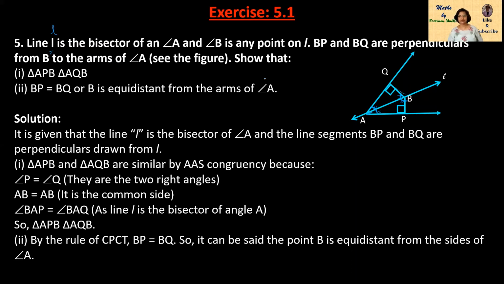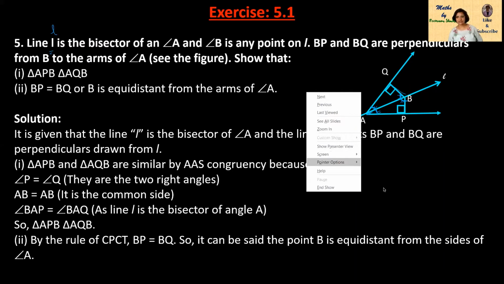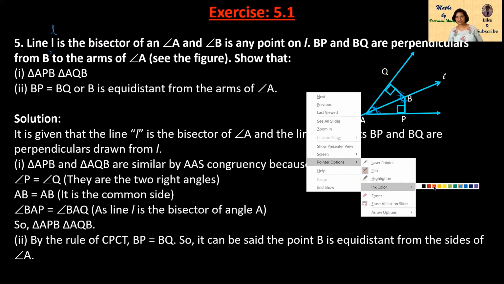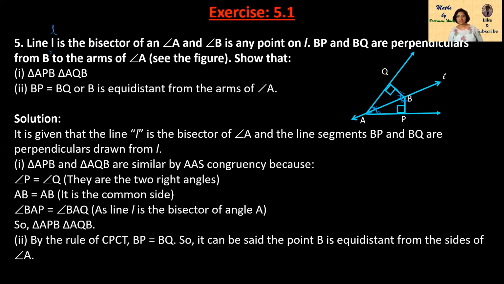These are the perpendiculars. Let me change the ink because I have drawn the diagram in the same ink. So I am taking this red color. So here BP and BQ, this and this, right, are perpendicular to the arms. Means this angle and this angle is equal. This side is common in both the triangles. So that means this triangle is here. We can write congruent.